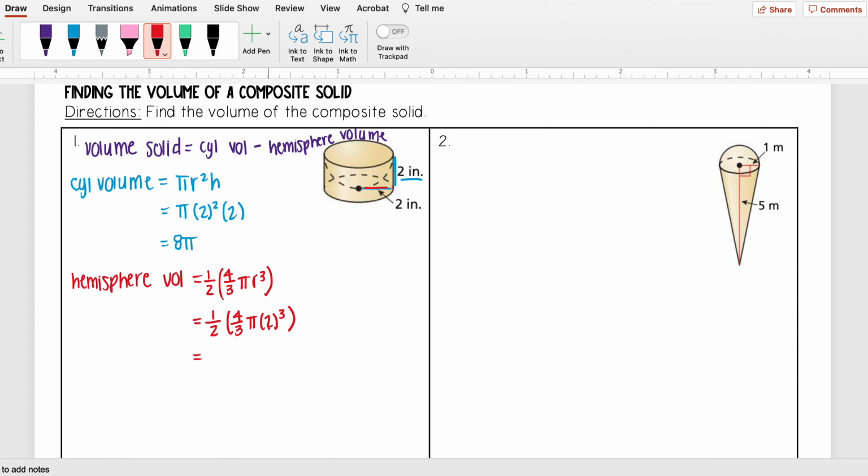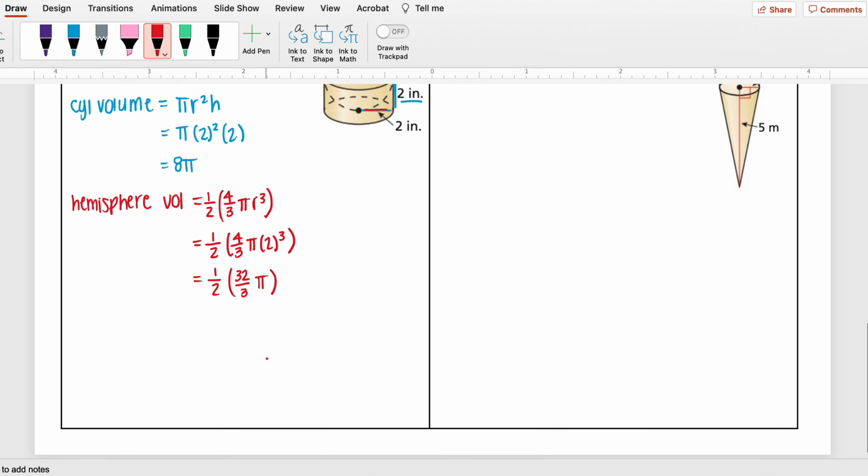2 cubed, I get 8. 8 times 4, I get 32. So I have 1/2 times 32/3 pi. And then when I multiply out those fractions, I get 32/6 pi. And then reducing my fractions, that's going to be the same thing as 16/3 pi.